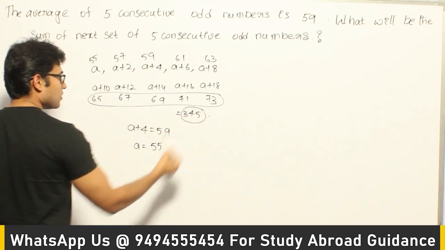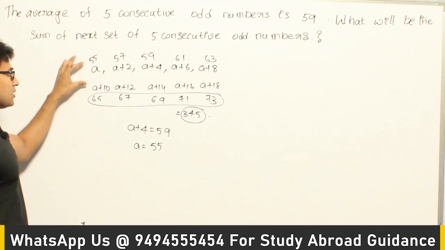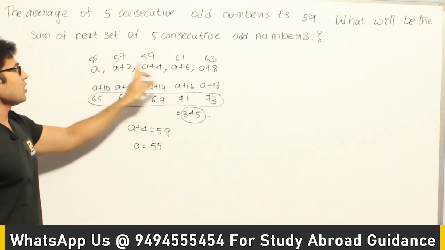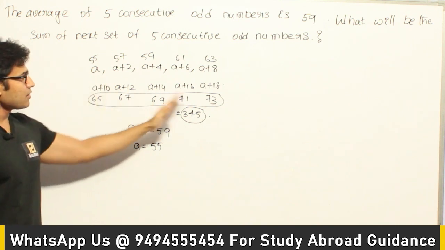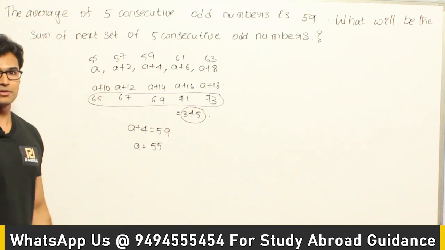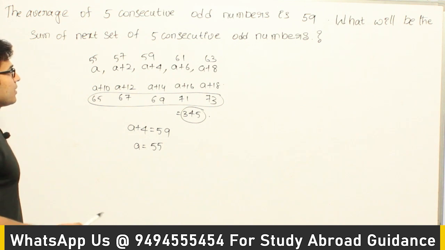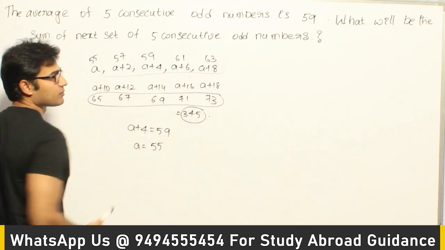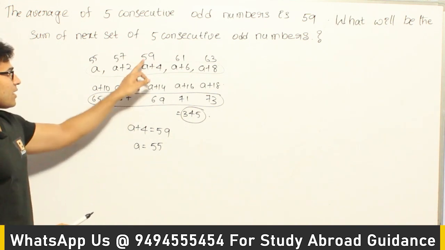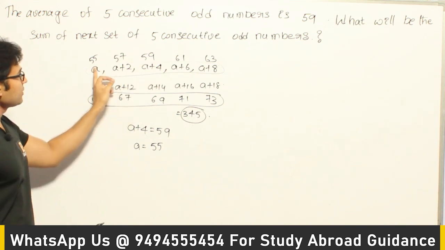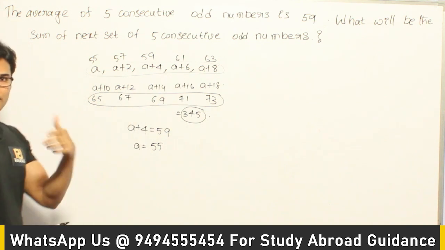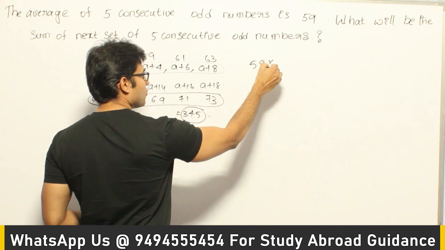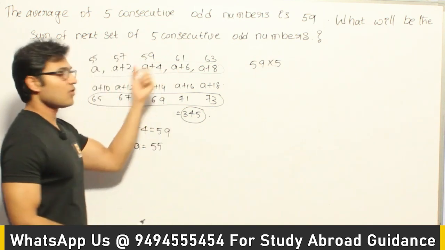So this is one way of solving it, right? I have written down all the numbers, found out the value of A, and then added them all up. But this is a long procedure. The short procedure would be to find out what the sum of the first 5 would have been. How to find it? Since the average is given and it is the average of 5 numbers, the sum of all the numbers is going to be average into 5. So this is the sum of all these.